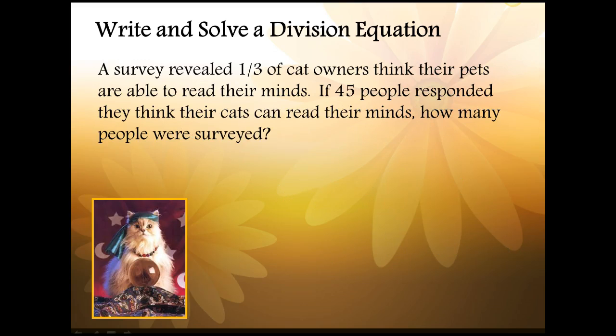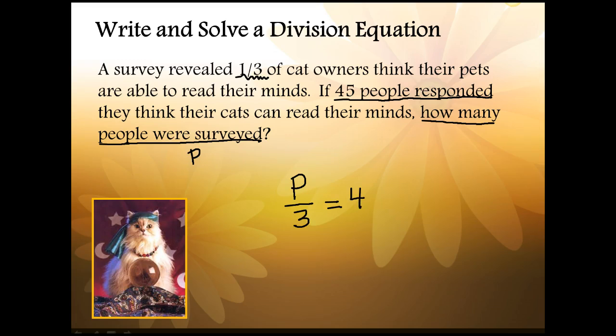A survey revealed 1/3 of cat owners think their pets are able to read their minds. If 45 people responded they think their cats can read their minds, how many people were surveyed? So, we have the number of people surveyed, and about 1/3 of those, which would be the same thing as dividing by 3, said their pets are able to read their minds. In this survey, 45 people said yes. So we'll have the number surveyed divided by 3 equals 45. Again, you could also switch the 3 and 45 and you would still have the same answer. However, the way we have it set up here goes with the wording of our problem.